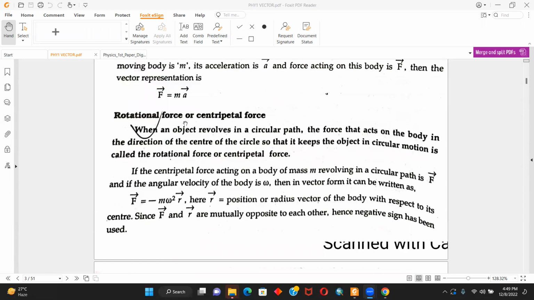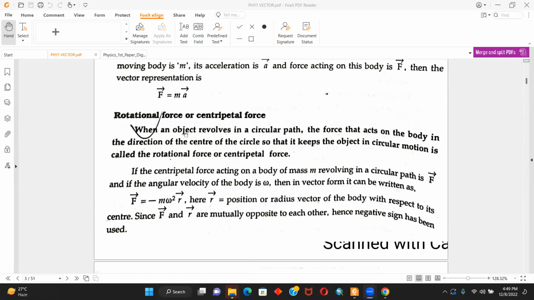Now, rotational force or centripetal force. Okay, all right. Now you will see various videos where a particular society is saying that there is no centripetal force, there is only centrifugal force. And a particular society will say that there is no centrifugal force, there is only centripetal force. However, we will not go into that.